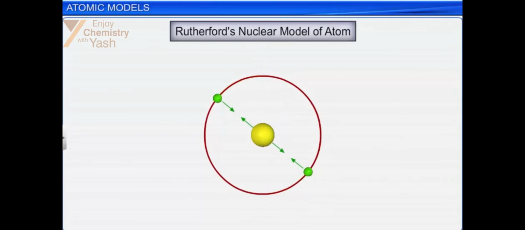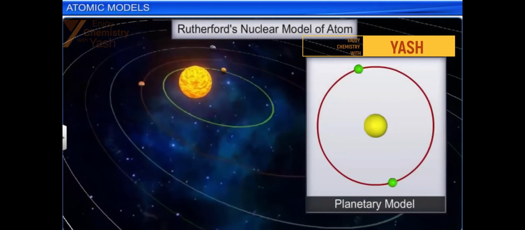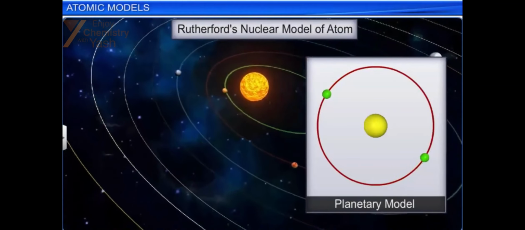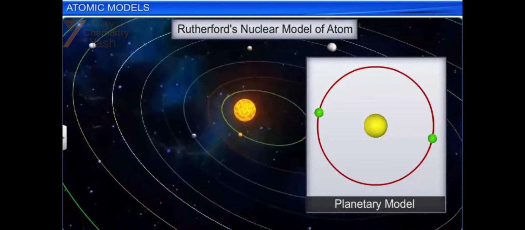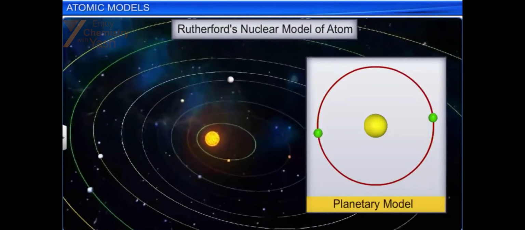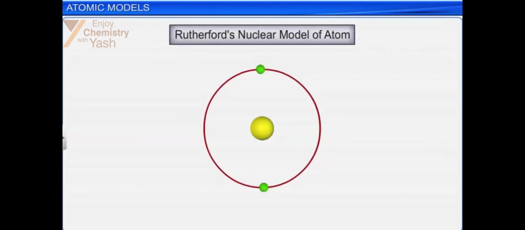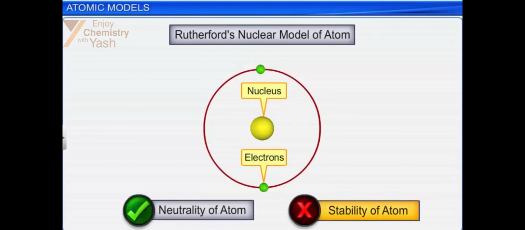Electrostatic forces of attraction hold the electrons and the nucleus together in an atom. As electrons move in circular paths around the nucleus, just like planets revolve around the sun in the solar system, Rutherford's atomic model is also called the planetary model. Thus, Rutherford's model could account for the presence of the nucleus and electrons outside the nucleus. However, it failed to explain the stability of an atom.